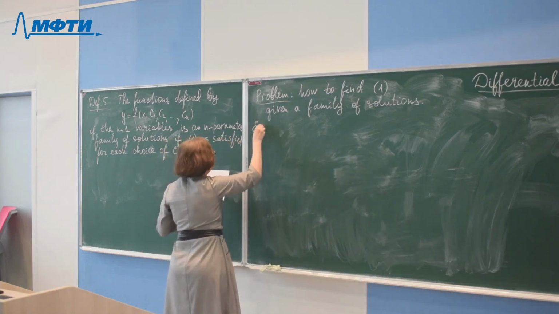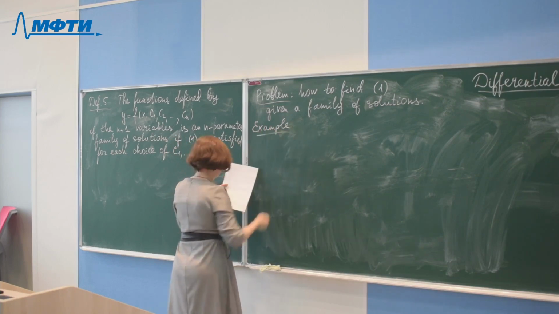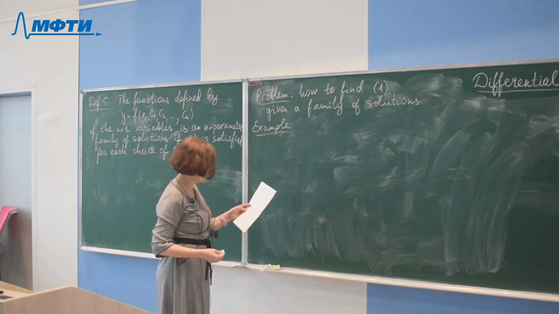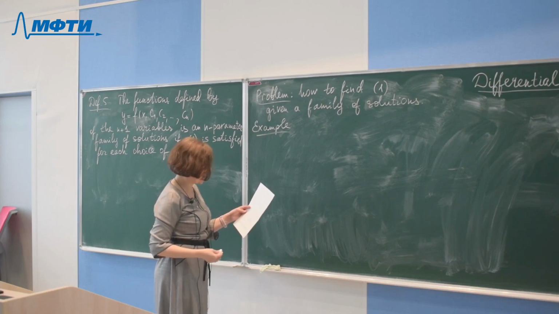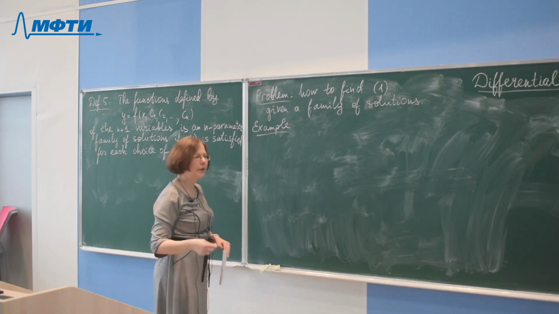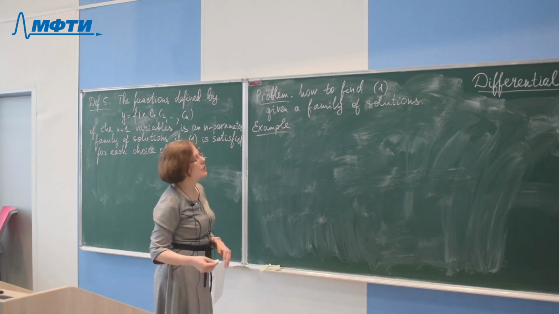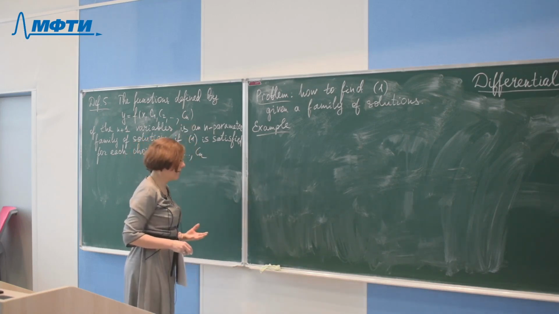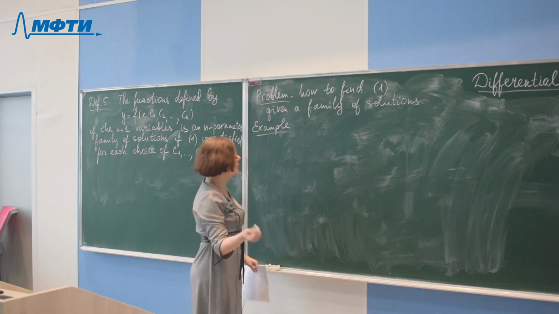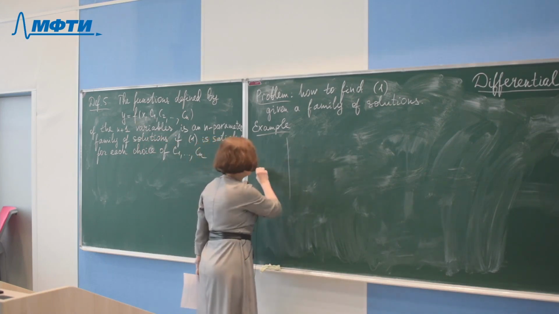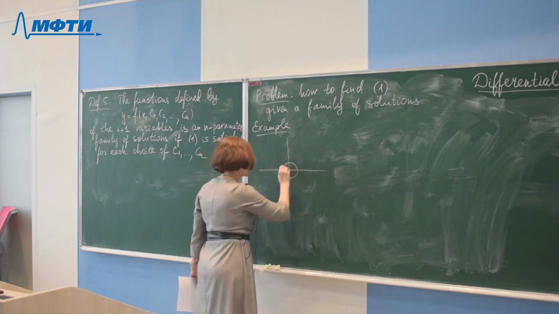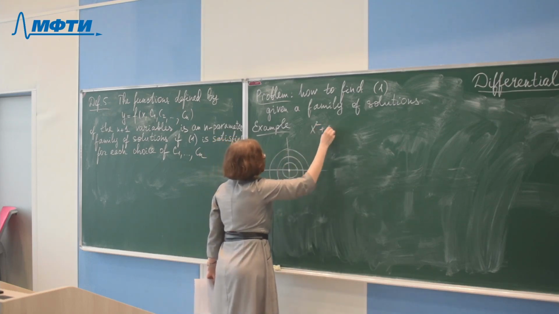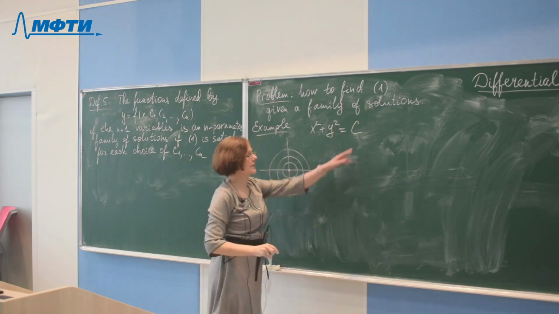So the example. Find a differential equation whose one-parameter family of solutions represents a family of circles with centers at the origin. So we are not given an exact equation, but we have a description of these curves, so the family should be the family of circles centered at the origin. The equations of these circles are given by x squared plus y squared equals c, so you can see the constant c.